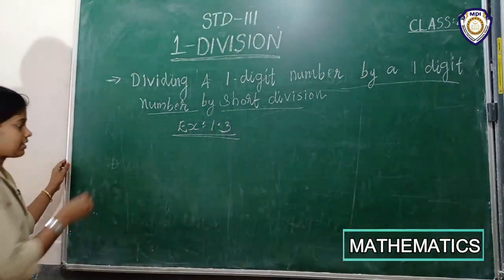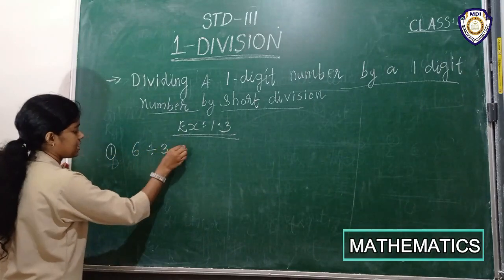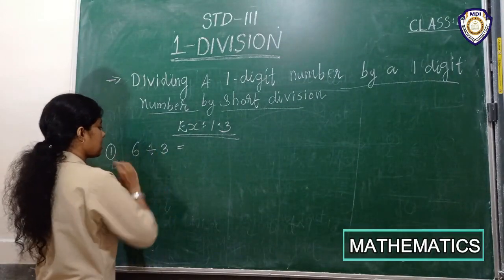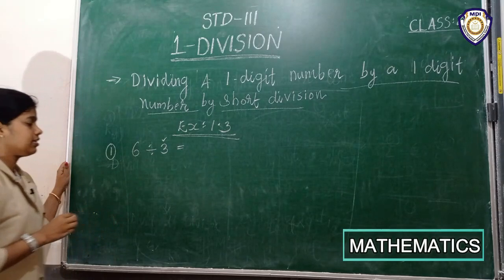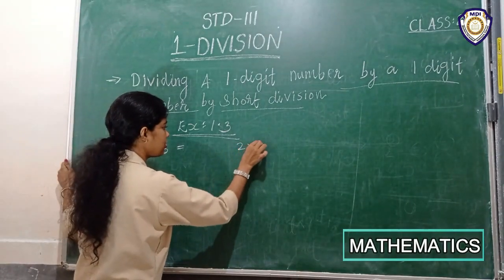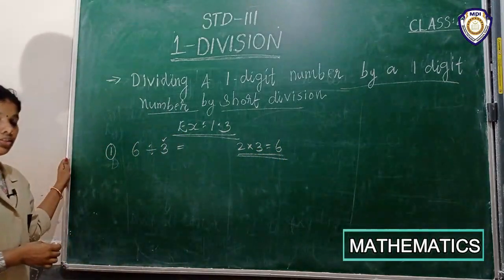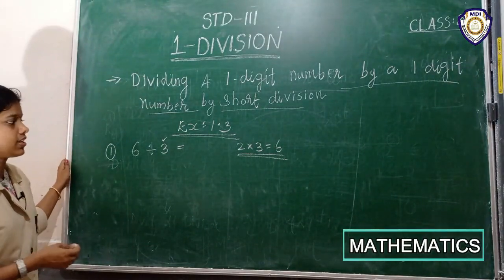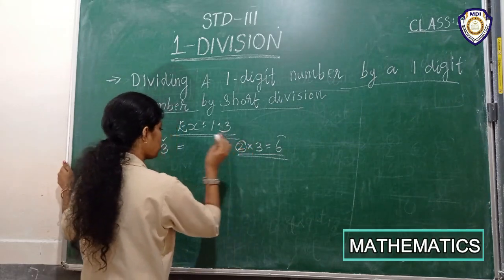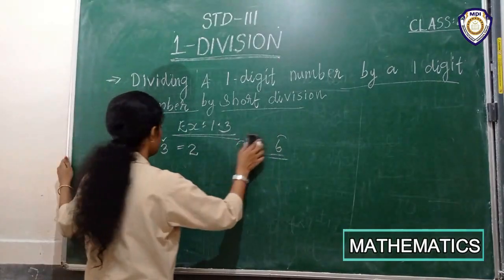First one, 6 divided by 3. How many times 3 in 6? Table of 3. 1 3 is 3, 2 3s are 6. How many times? 2 times. Write 2 here. Answer is 2.